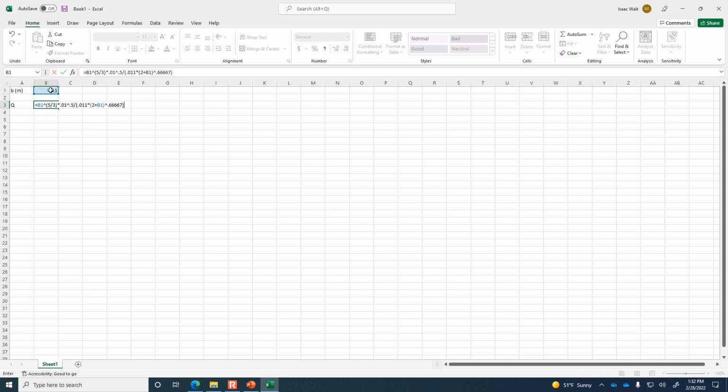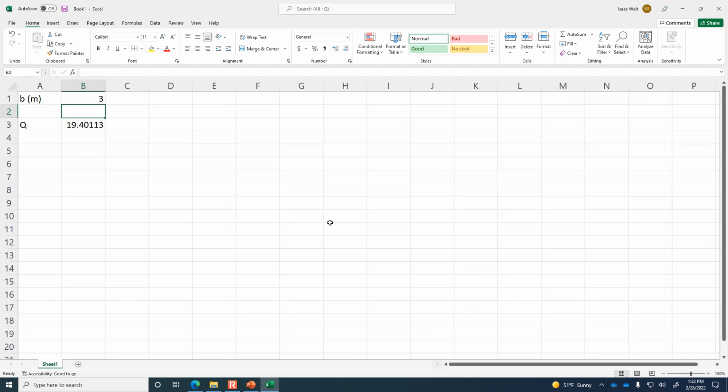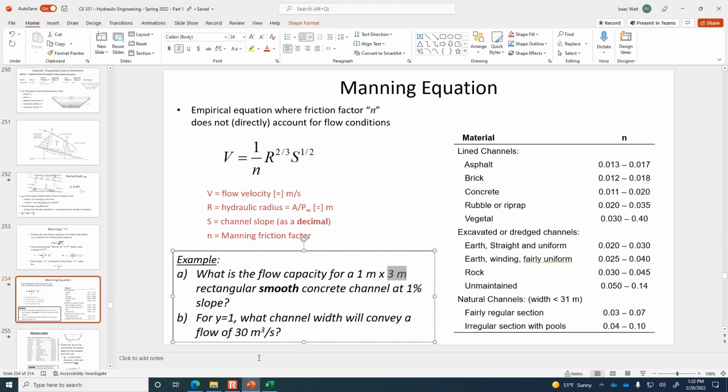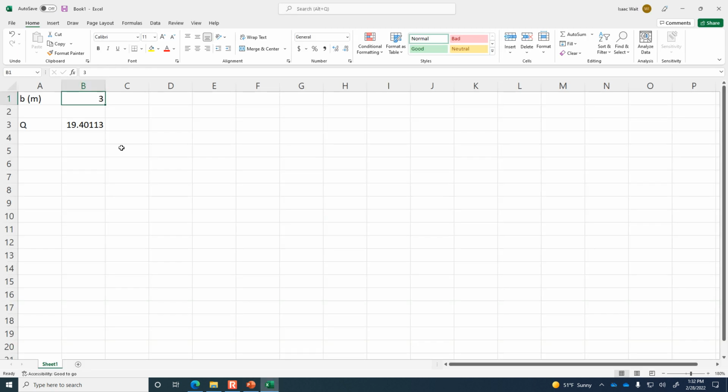Okay, and all of that, close the parentheses around it because it's all in the denominator. So let's just check to make sure I've typed this in right, because I know that if the width is 3, then the flow rate's 19.4. So yeah, it looks like I've typed this in right. So what the problem is asking is, how wide does the channel need to be to get 30 cubic meters per second? So is it 3.5?